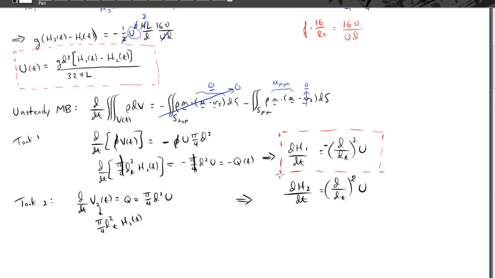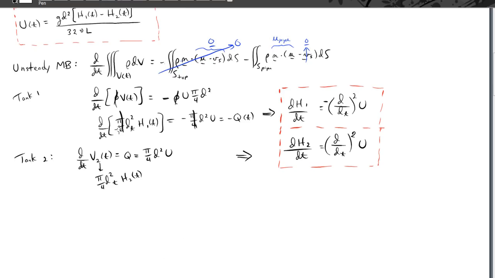So now we have two expressions that tell us how the height of the liquid level in each tank changes as a function of the flow rate, or the velocity U, into or out of the tank through the pipe. We have an expression for U from our steady state mechanical energy equation that involves a difference between h1 and h2. So this suggests that we could subtract the results of our two unsteady mass balances. We have an h1 minus h2 in our expression for U of t, and so it will be useful to get h1 minus h2 in our mass balance differential equation.